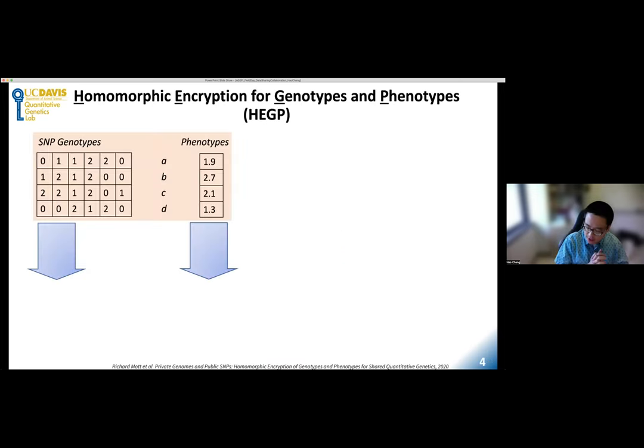In terms of the specific homomorphic encryption method we are working on for genotypes and phenotypes, it was actually proposed by our collaborator, Dr. Richard Moore, 2 years ago. Here I will briefly explain the concept behind this method. It's actually quite simple, but very useful, very powerful. Let's start with a small example. We have four individuals, A, B, C, D, and we collect their phenotype, represented by a vector of four numbers. We also collect the genotype of these four individuals. Here, each row represents one individual.